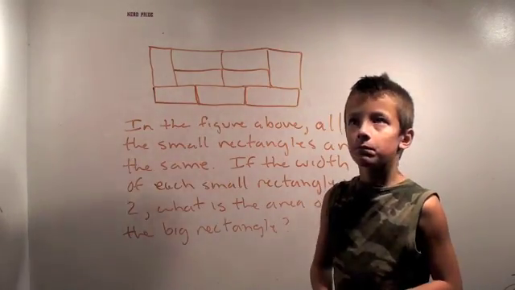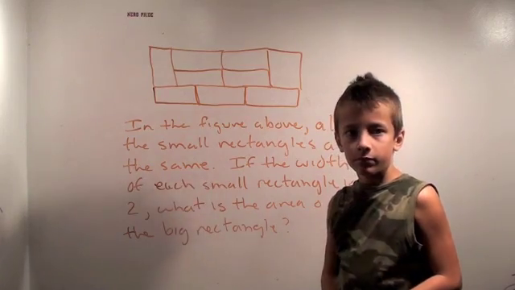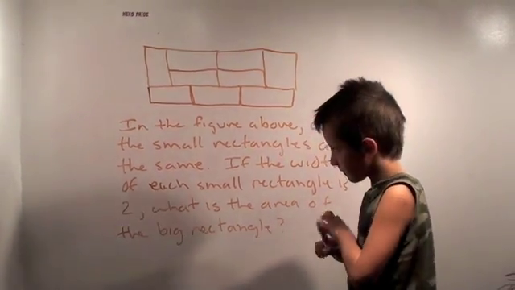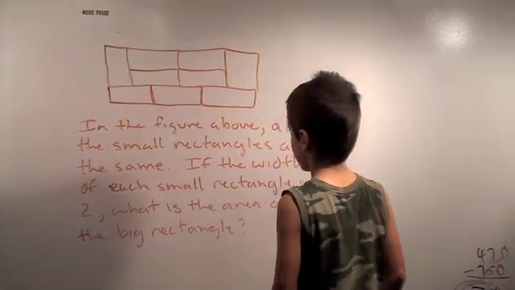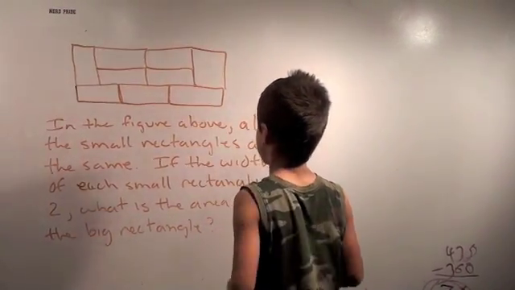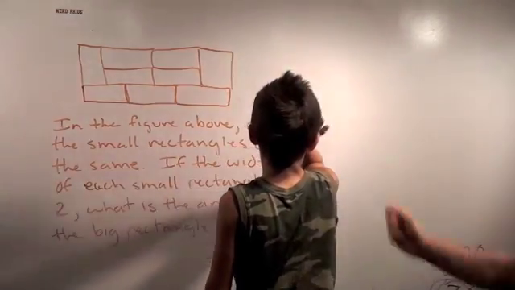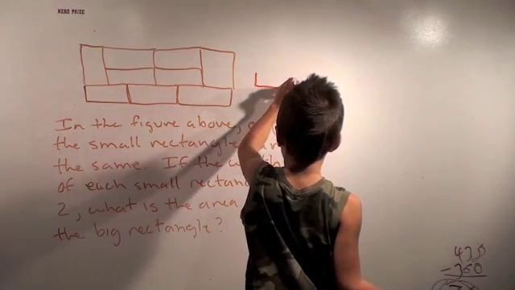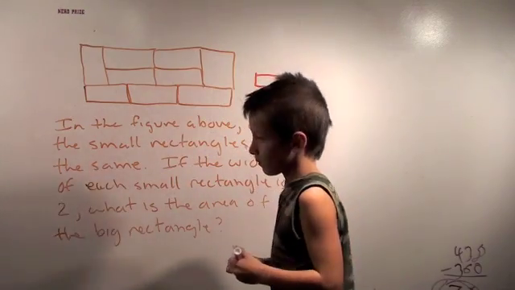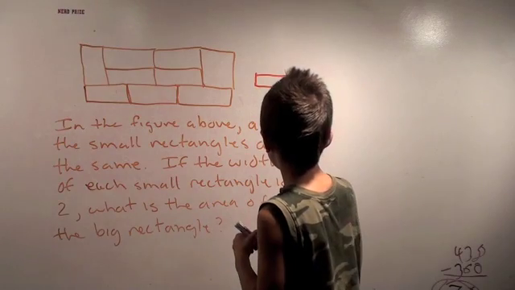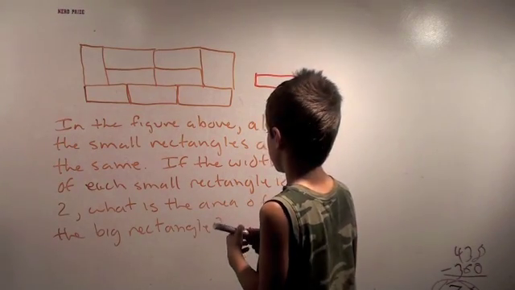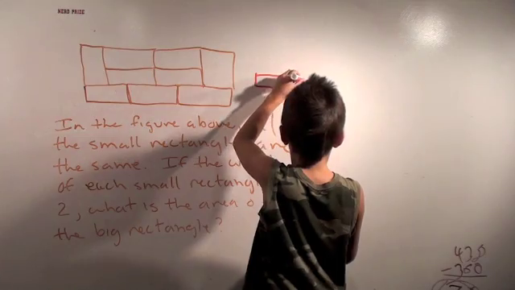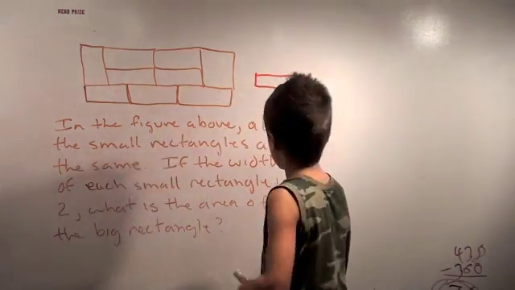Okay, so the first thing I want you to do on a problem like this is, off to the side, draw one of the small rectangles. Up here, kind of by where your head is. Okay, and when it says on your small rectangle that the width is 2, what is it talking about? This side. Yeah, the width is 2. Okay, great.